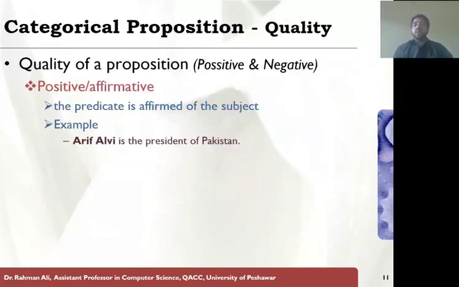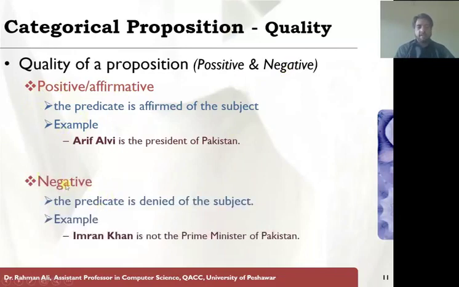Now if we look into the quality perspective of a categorical proposition, it can be either positive or negative. It means that if it is true, it will be considered positive, and if its truth value is false, then it will be negative. So positive is called affirmative, and negative is called denied. So we say that the predicate is affirmed by the subject if both agree with each other and confirm each other, we call it a positive or affirmative categorical proposition.